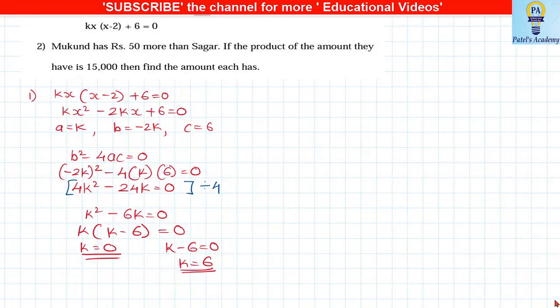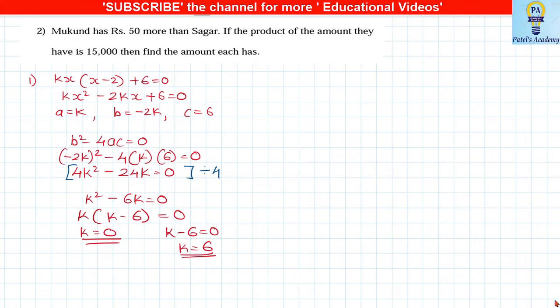Now students, here what you see is we got two values of k, but k equal to 0 is not applicable. Why? Because in a quadratic equation, a cannot be 0. This is what you have to specify here: not applicable because a cannot be 0. The coefficient of x square cannot be 0. So the final answer is k equal to 6. 0 is not the correct value of k. Now let's see the next one.